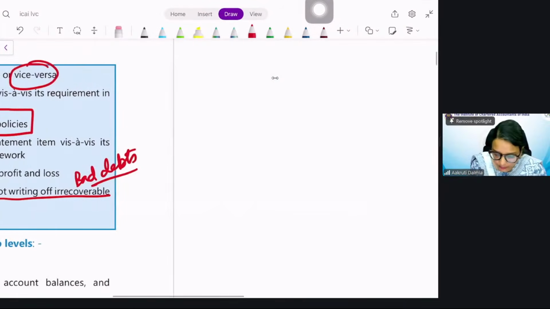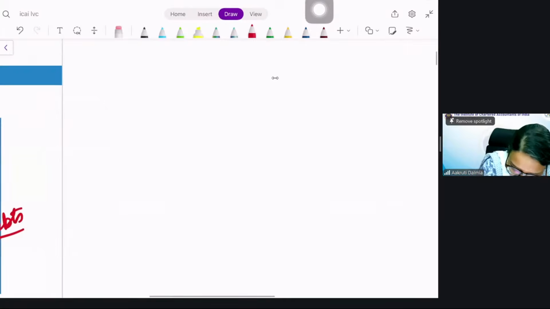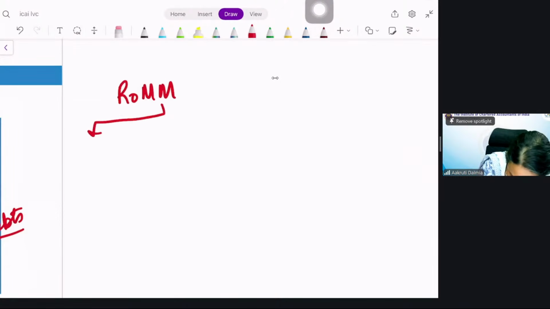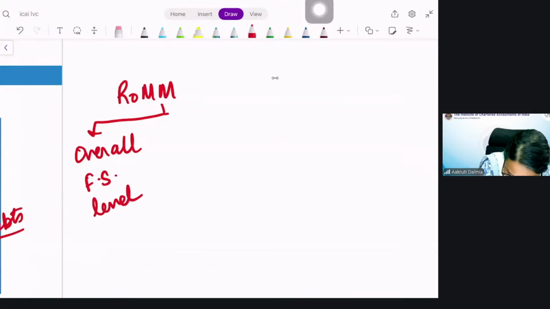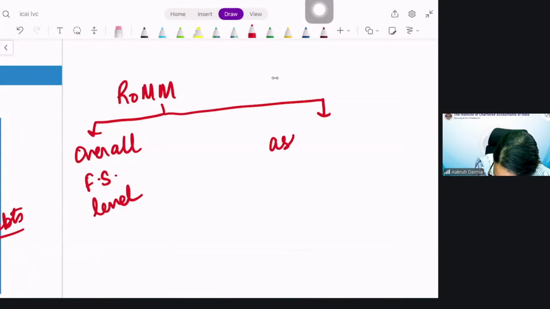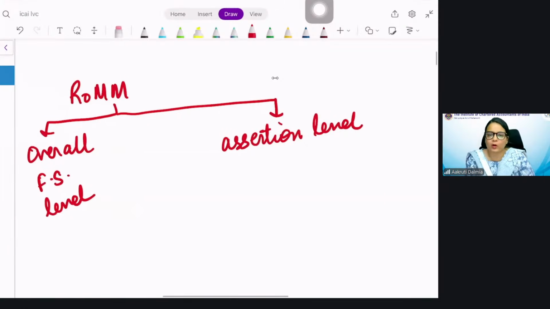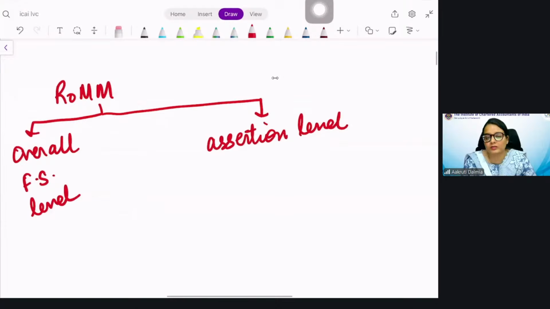Now let's come to this part. Risk of material misstatement exists at two levels: overall financial statement level and assertion level. Now I'll teach you the basics of assertion. We will study that in more detail in chapters 4 and 5. But this chapter uses the word assertion many times, so I need to explain it to you. We will not do the technical theory, just a simple explanation.